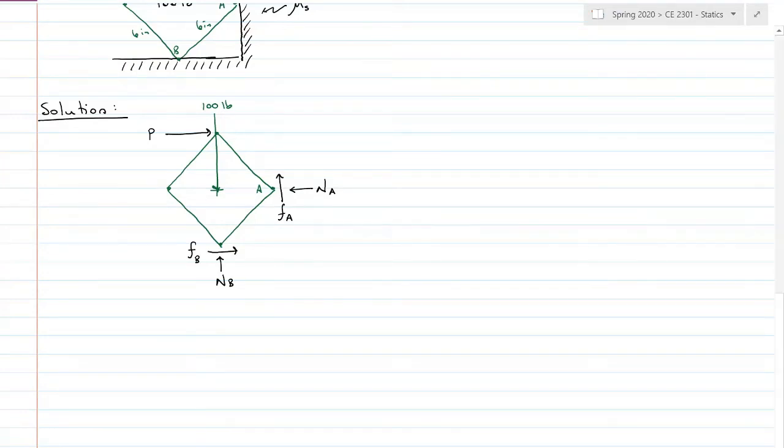Okay, so let's use equilibrium, summing forces in the x direction. I have P minus normal A plus friction B, right? Summing forces in the y direction, I have minus 100 plus friction A plus normal B.